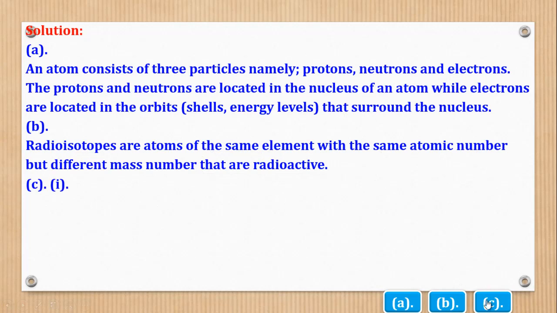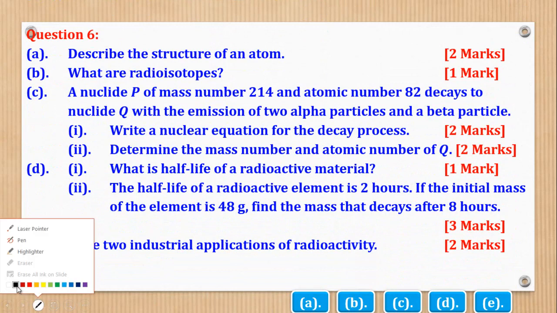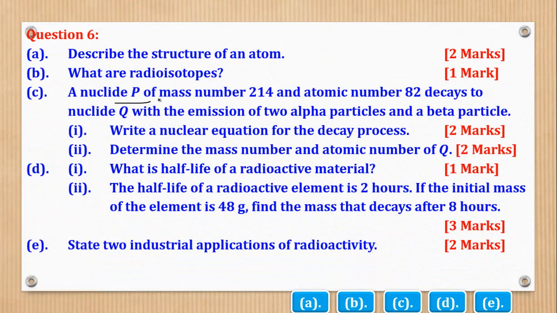Then part C, a nuclide P of mass number 214 and atomic number 82 decays to nuclide Q with the emission of 2 alpha particles and a beta particle. Roman 1, write a nuclear equation for the decay process. And Roman 2, determine the mass number and atomic number of Q.